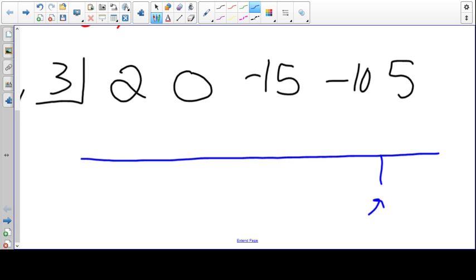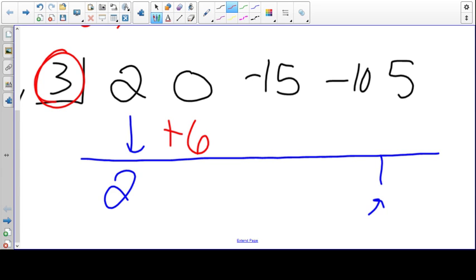Okay, so when we do synthetic division, we're always just going to bring down the very first number. So I'm going to bring down that 2. Next, what I'm going to do is multiply this 2 by the given 3. So 2 times 3 is 6. That's a positive. So I'm going to write plus 6 underneath my 0. This multiplication will help you figure out what you're going to do, either add or subtract to the next term. 0 plus 6 is 6. So I'm going to take 6 times 3, which gives me 18. So I'm going to write plus 18 under my negative 15. I'm going to add those two together. Negative 15 plus 18 gives me 3.